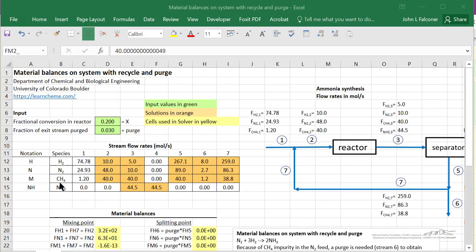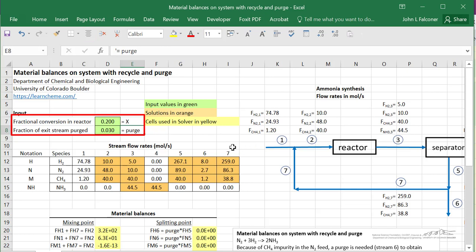So here's the spreadsheet for the system with a recycle and a purge. The input values by the user is the fractional conversion in the reactor, in this case 0.2, which is a realistic value for ammonia synthesis. And the fraction of the exit stream that's purged is 0.03. And these X and purge are the symbols used in the equations below.